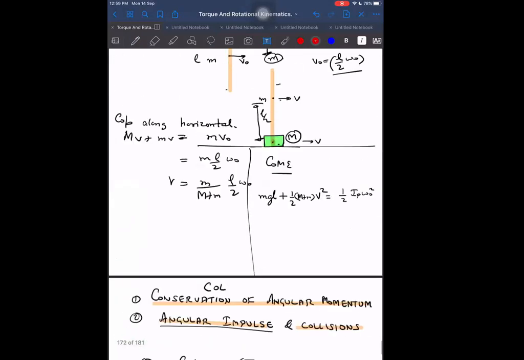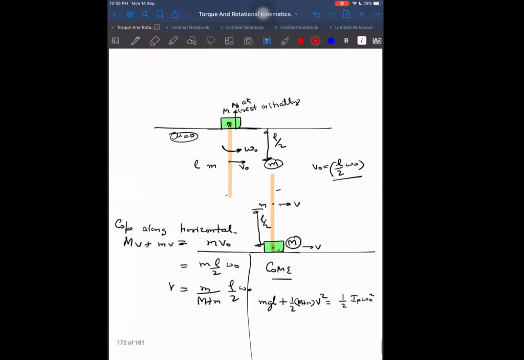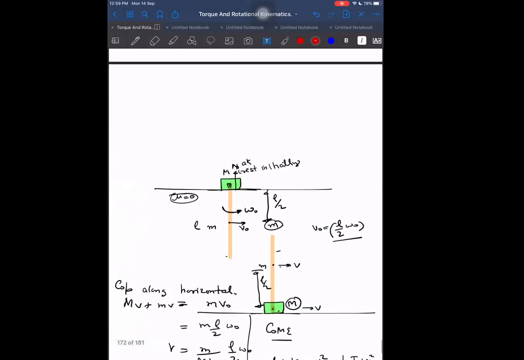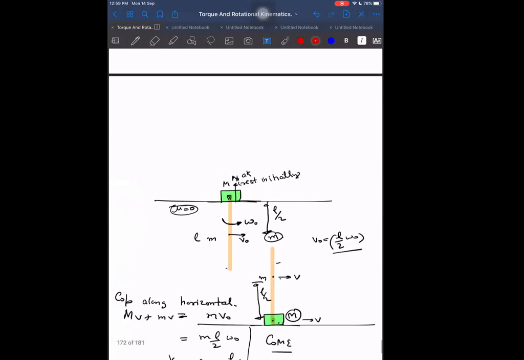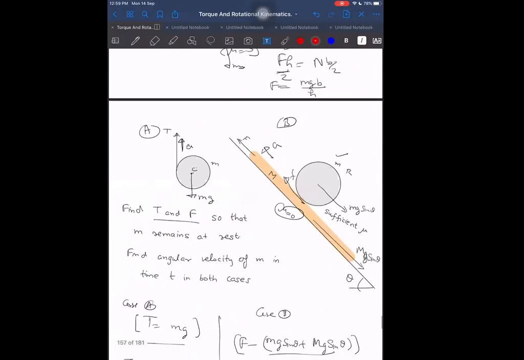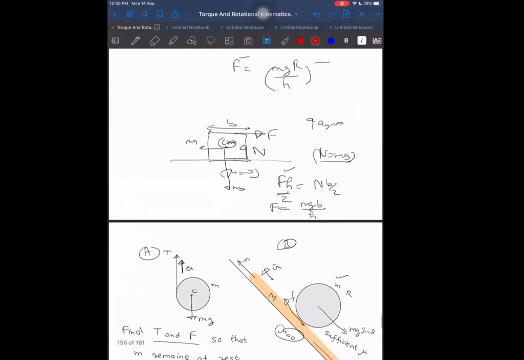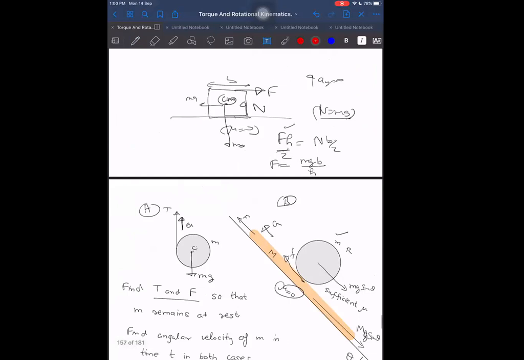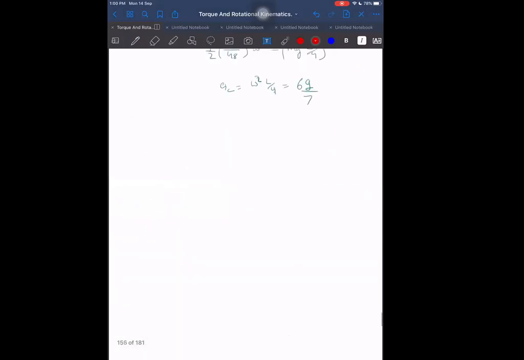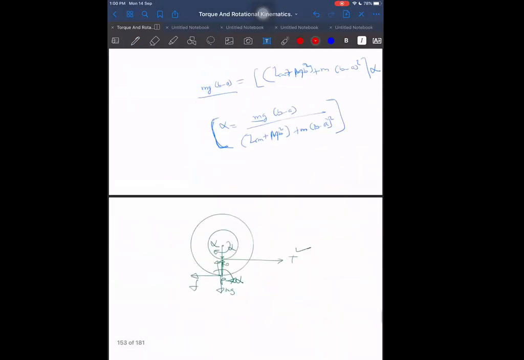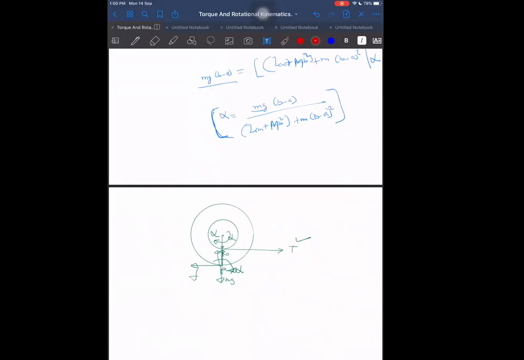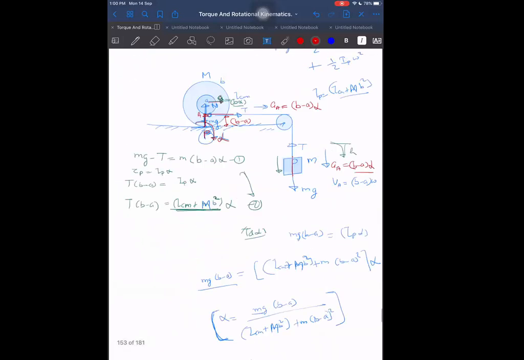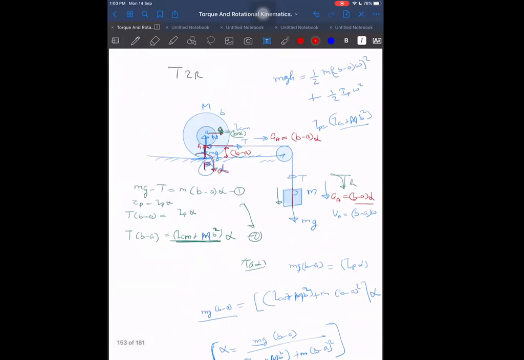Yes, now you tell me which question you were asking. So you have the spool problem, sir, which has two radii, inner radius and outer radius, A and B. This one. Yes. Here we have taken T into B minus A equal to I alpha, sir.